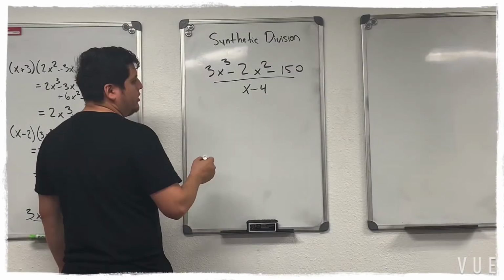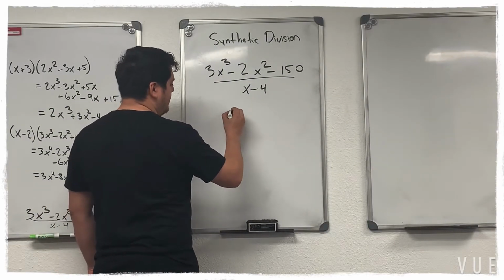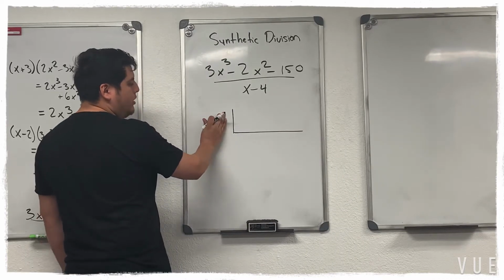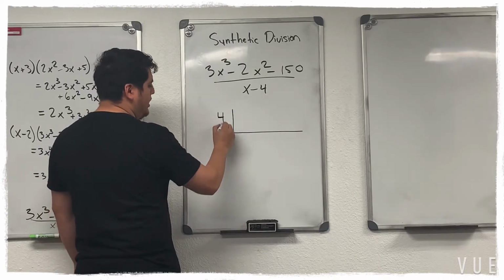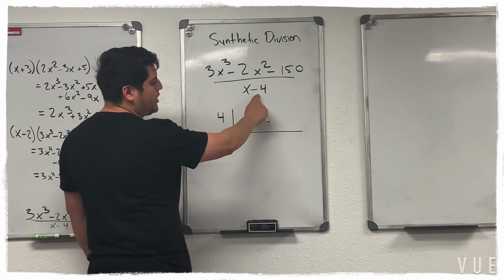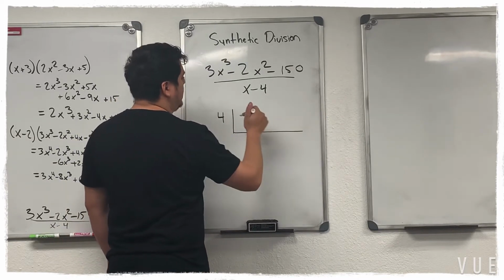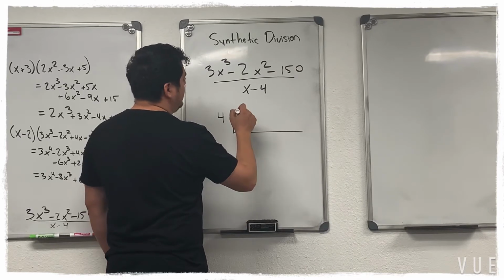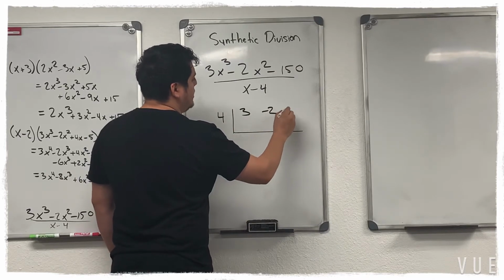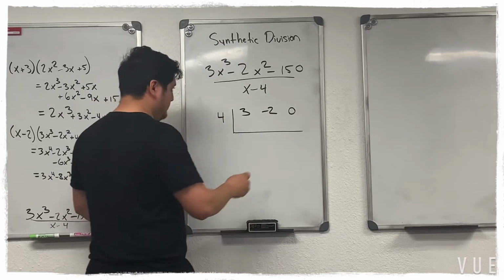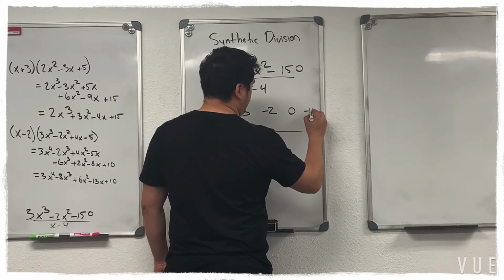The first thing we're going to do is set it up. We're going to draw our lines right here. Outside, we're going to be writing a 4 because x minus 4 is equal to 0 when x is 4. Inside, we're just going to write the coefficients, starting with the 3, the -2, a 0 for place holder, and then the -150.